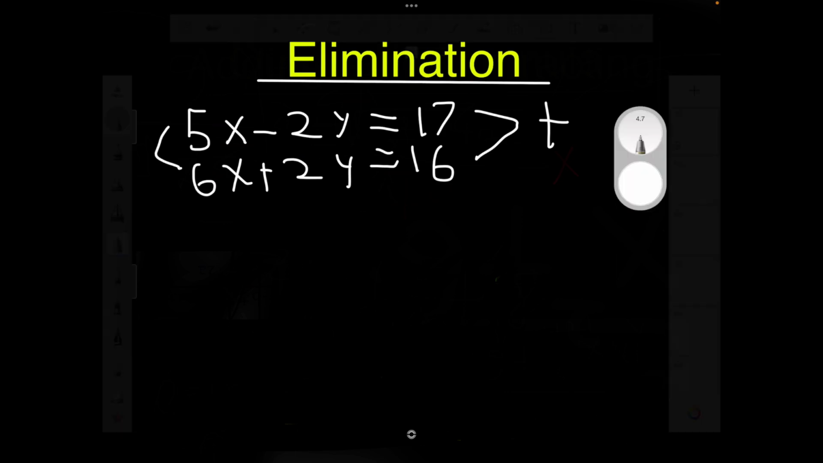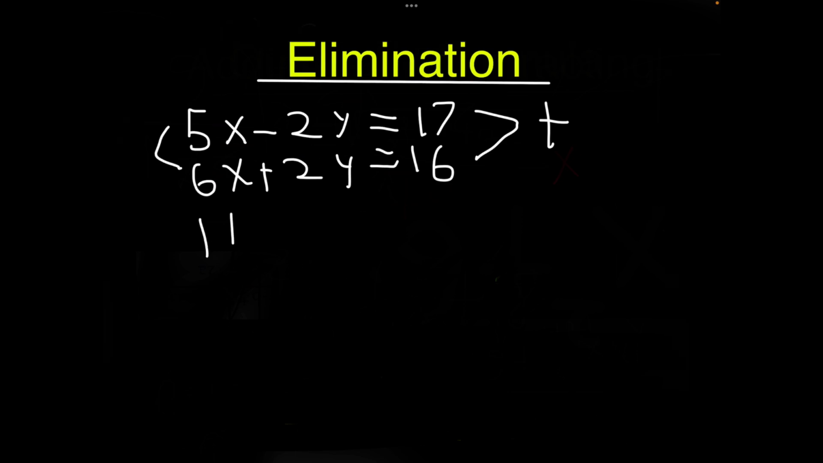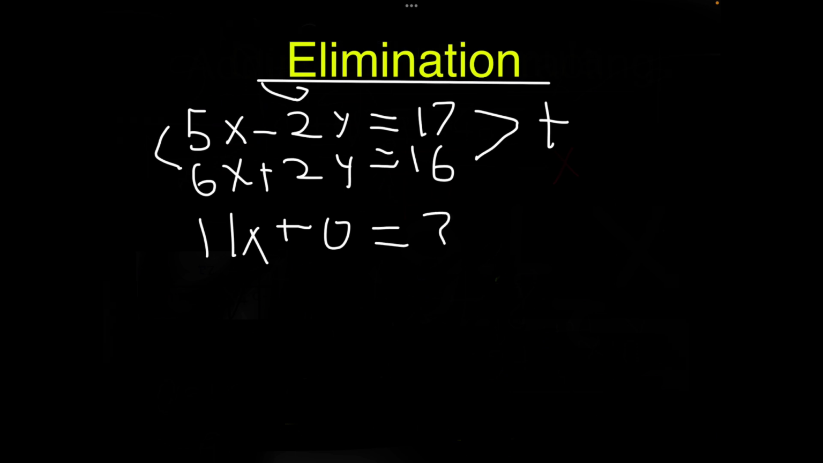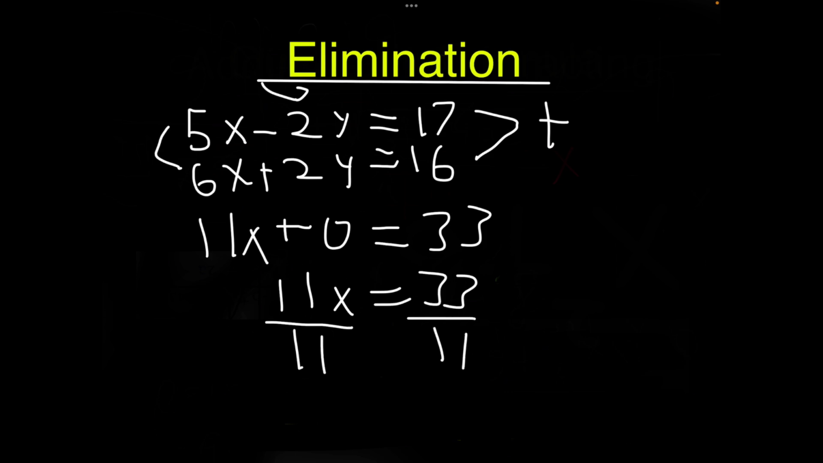So 5x plus 6x, that's just 11x. Negative 2y plus positive 2y, that's 0. So that's why we added, because it would cancel out to 0. And 17 plus 16, that's just 33. So it's basically just 11x equals 33. And 33 divided by 11, that means the x value here is going to be 3.